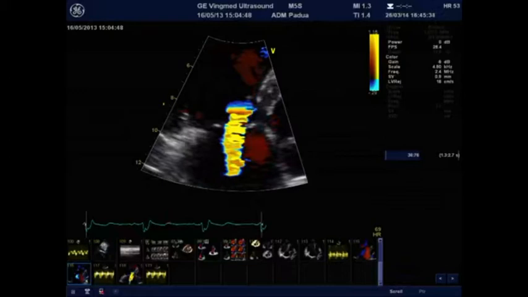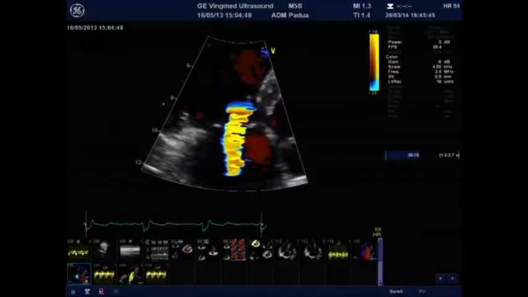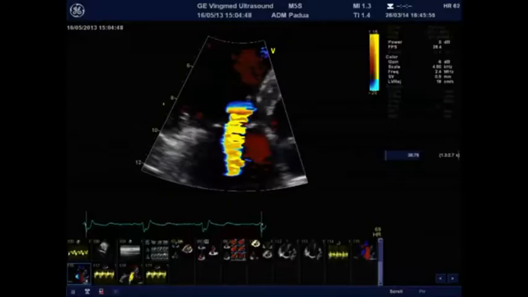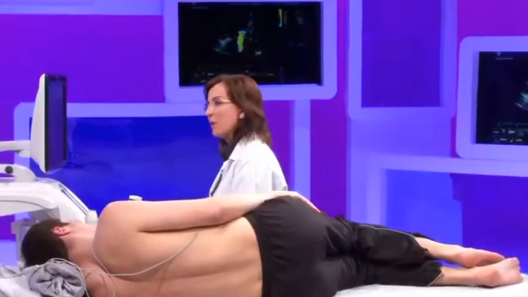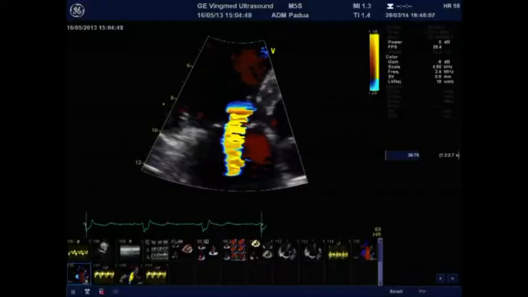However, what you can appreciate from this image is that the PISA in this case is not hemispheric as one would expect or assume, but it's rather flat. And this is the most important limitation of the PISA method in functional tricuspid regurgitation. We assume when calculating the effective regurgitant orifice that the shape of the orifice is perfectly round, which does not happen in this etiology.